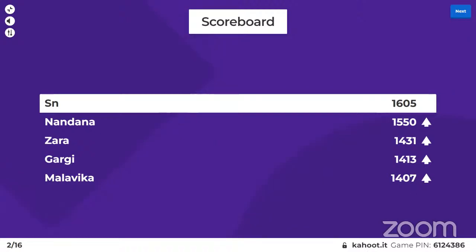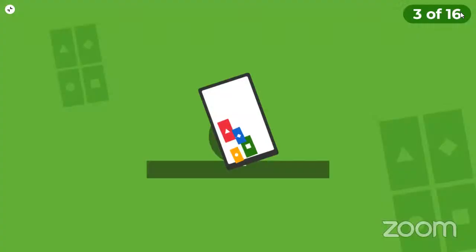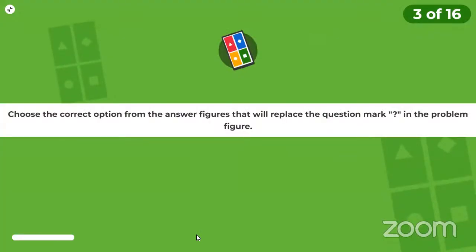So that's it. If anybody still wants to join the quiz, the game pin is in the bottom right corner. So you can enter this game pin and join the quiz anytime. So moving on to the third question.